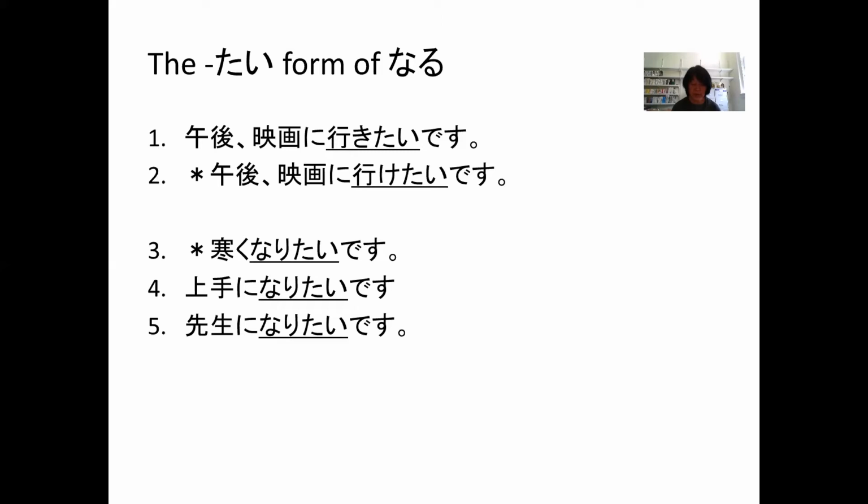Next, compare sentences 3, 4, and 5. Samuku naru in sentence 3, which expresses a change in weather, is not meaningful when naru is changed into the tai form, but the next two sentences with the tai form of naru are grammatical. This is because a person cannot have control over the weather, but a person can control the action needed to become skilled or to become a teacher, as expressed in sentences 4 and 5, respectively.